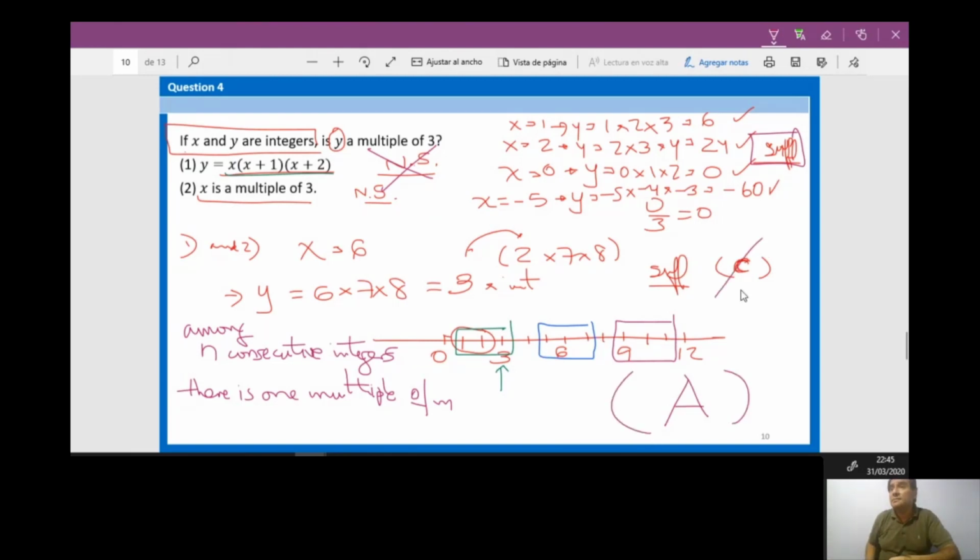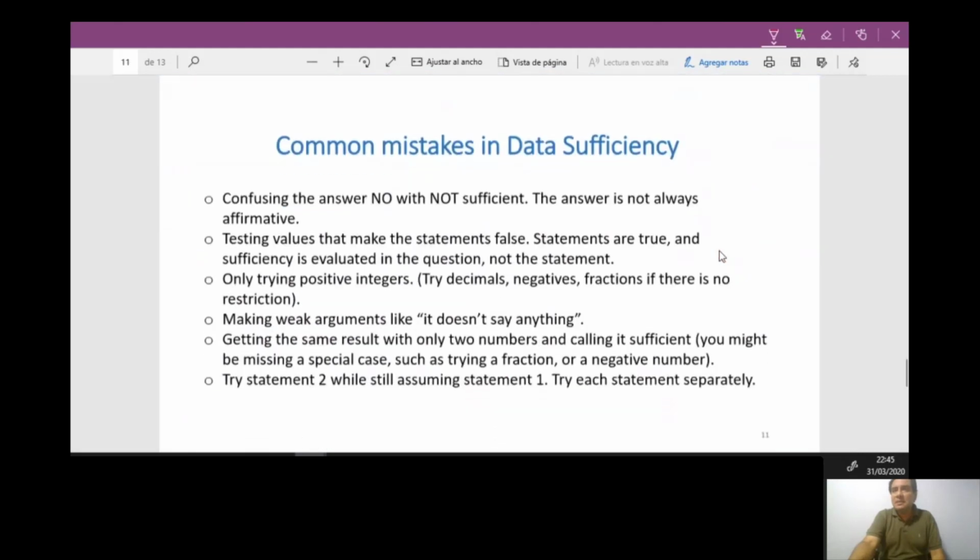Okay, with that, people, we just finish the examples of this part. Okay, for the data sufficiency structure, you have always to follow this logic, just for you to remember. Avoid these mistakes. Don't confuse the answer no with not sufficient. As we saw in one of the examples, sometimes the answer to the question can be negative. It doesn't always have to be affirmative.